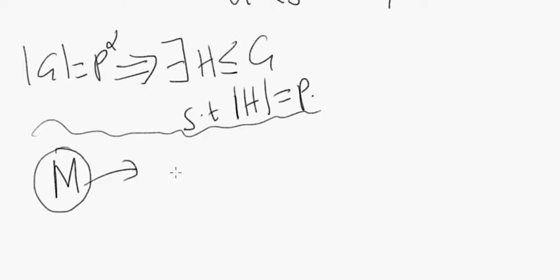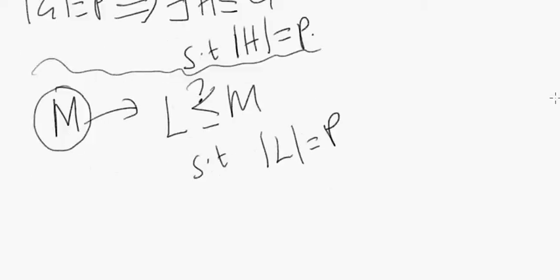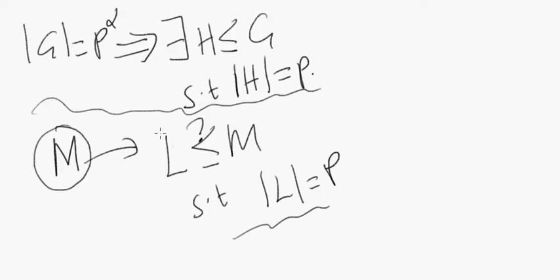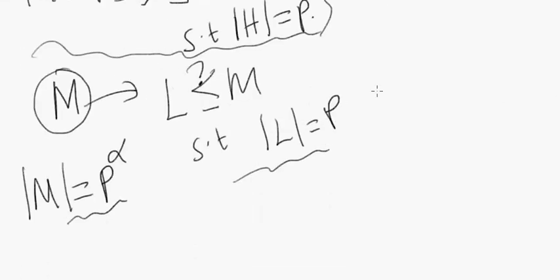Suppose we had the group M and weren't sure whether there exists some subgroup L of M such that the order of L equals some prime p. Given what we know, can you think of a strategy to figure out if a given group has a subgroup of prime order? Suppose we're able to show that the order of M equals some prime p raised to the alpha. Can we use this information and our knowledge of the previous theorem to conclude that there must be some subgroup of prime order?